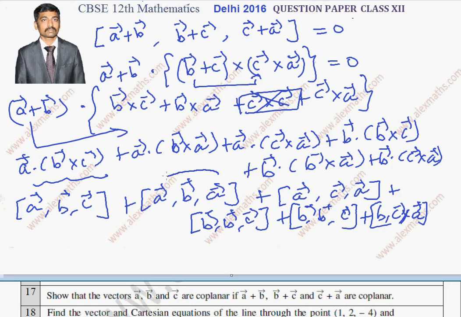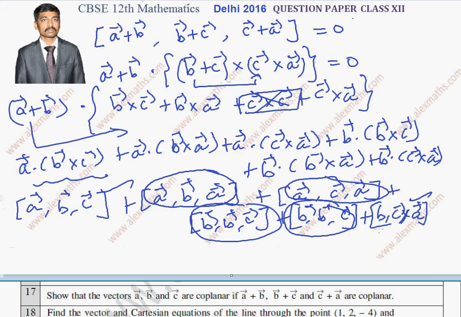When a box product has two identical elements, that will become 0. So all these four terms become 0. Then finally we have only two terms remaining. When BCA is there, we can write it as ABC. So 2 a comma b comma c we got as the answer. On the other side it is equal to 0. So finally we got like this.